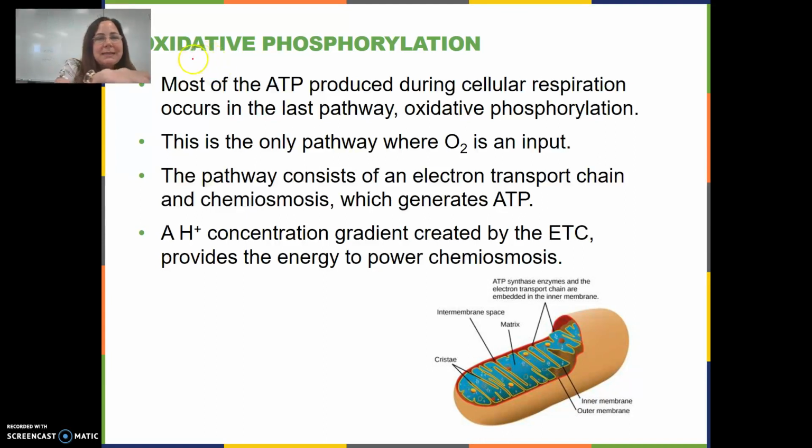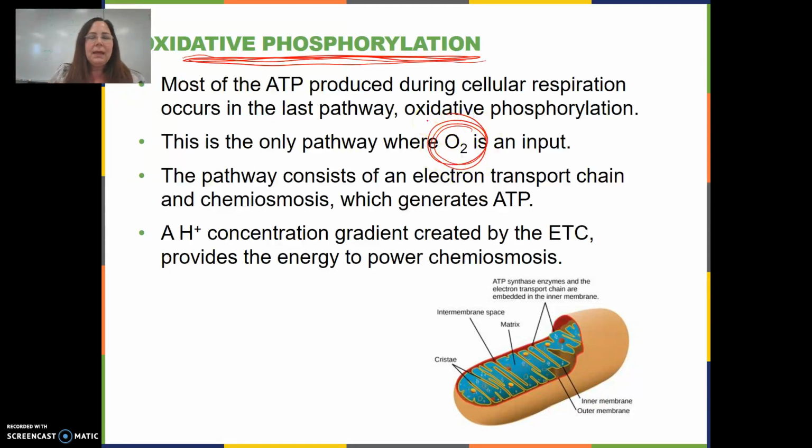So, moving on to the last step, oxidative phosphorylation. Most of the ATP produced during cellular respiration occurs during this step. And this is the only pathway where oxygen is used, where oxygen is an input. And this pathway consists of an electron transport chain and a process called chemiosmosis. And this process generates the rest of the ATP from cellular respiration. And so it does occur in the mitochondria, just like the last 2 steps.